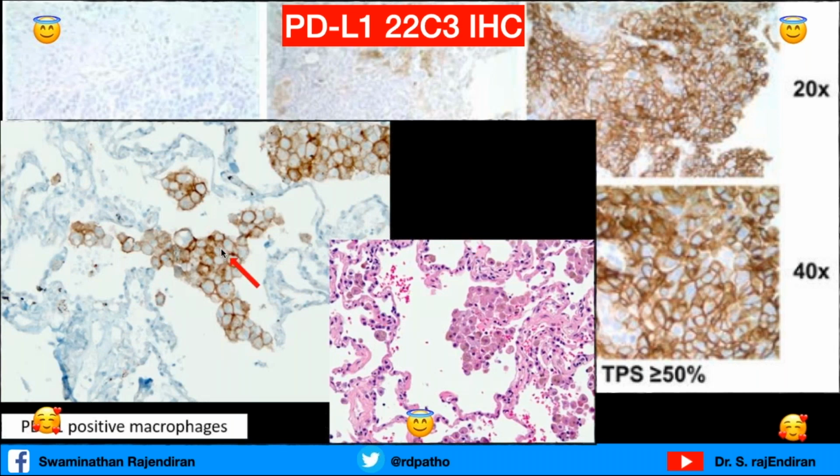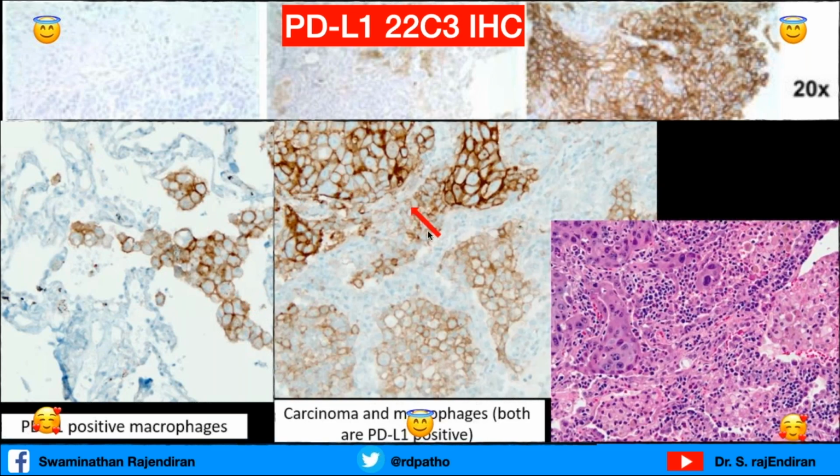One word of caution: the alveolar macrophages you see in the adjacent lung can be positive for PD-L1, or there may be some alveolar macrophages or tissue macrophages infiltrating along with the tumor, so you have to be careful. Macrophages will be less intense, whereas tumor cells will be more intense. So whenever it is positive, look for changes associated with the tumor. These are all the macrophages and these are all the tumor.